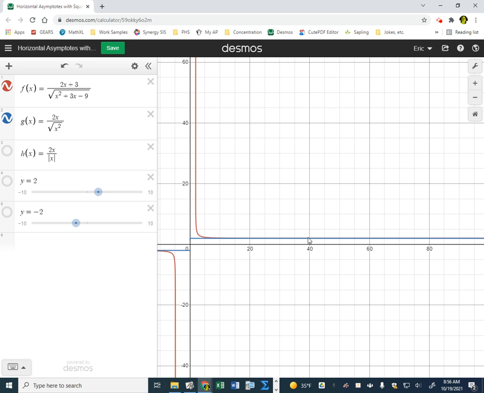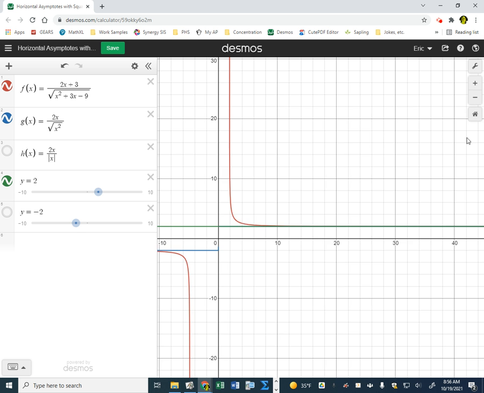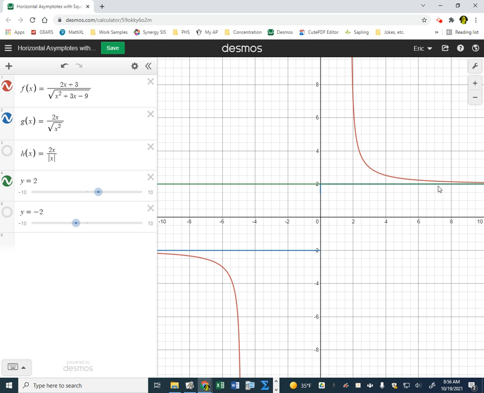I've got this asymptote y equals 2. The asymptote y equals 2, just that horizontal line, describes the right end behavior, and the asymptote y equals negative 2 describes the left end behavior. Okay, everybody see that? Give me 1 to 5 on that one. Okay, let's try another one of those.